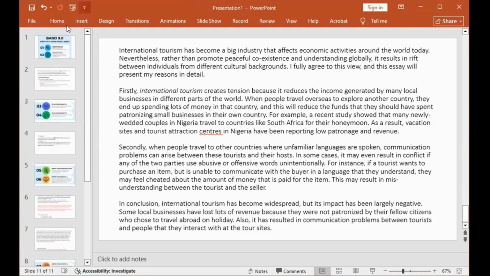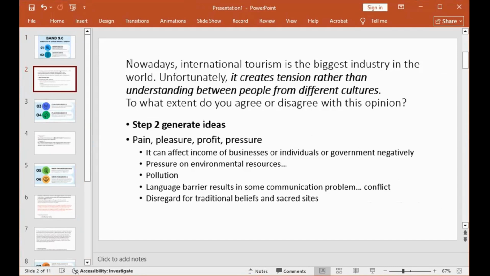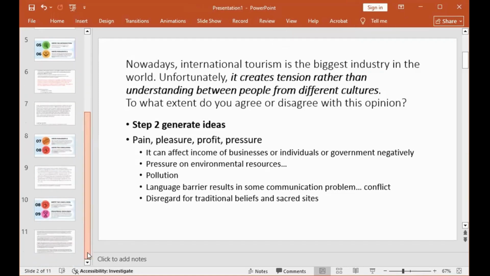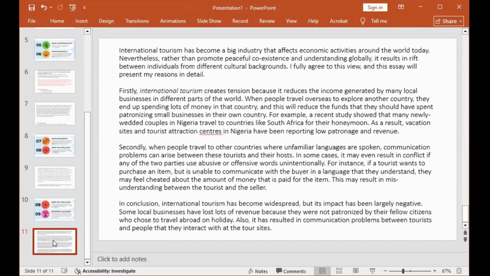So let's look at the essay question again. Nowadays, international tourism is. So when you say is, that's what? Present simple tense. Something that is happening currently. Now, international tourism is the biggest industry in the world. Unfortunately, it creates, can you see present simple tense again? It creates tension. So in writing our essay, we must maintain that present simple tense throughout. So let's go to our essay now and read through it and be sure that our tenses are accurate.